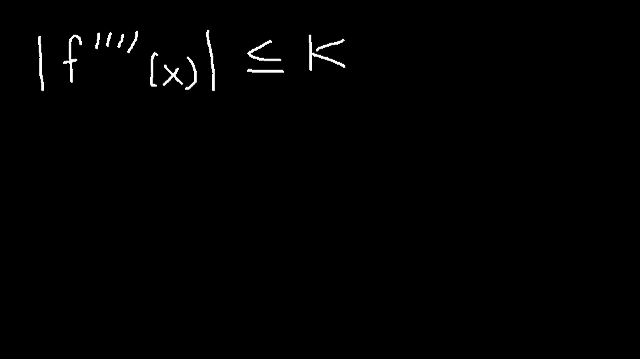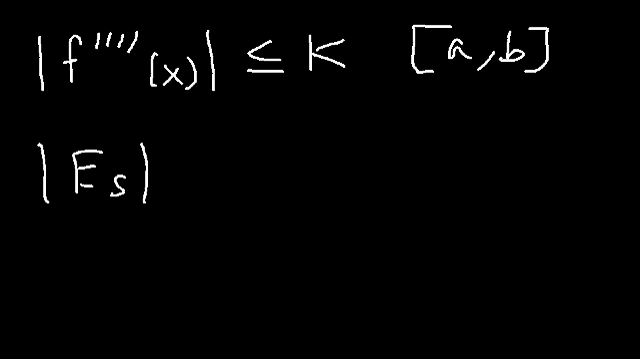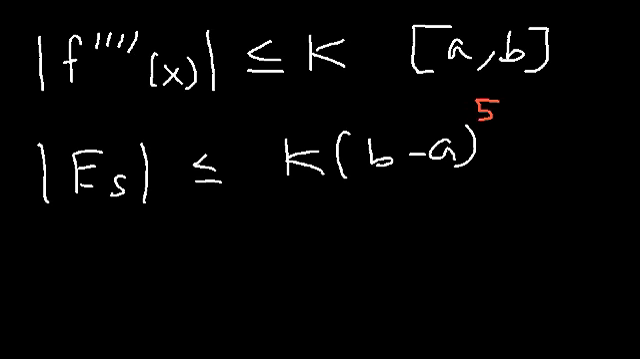Now what about Simpson's rule? What's the error equation for that? So for Simpson's rule, the maximum value of the fourth derivative is less than or equal to k in the interval a to b. And the equation is this: the error is less than or equal to k times b minus a, but to the fifth power instead of the third power, divided by 180 n to the fourth.